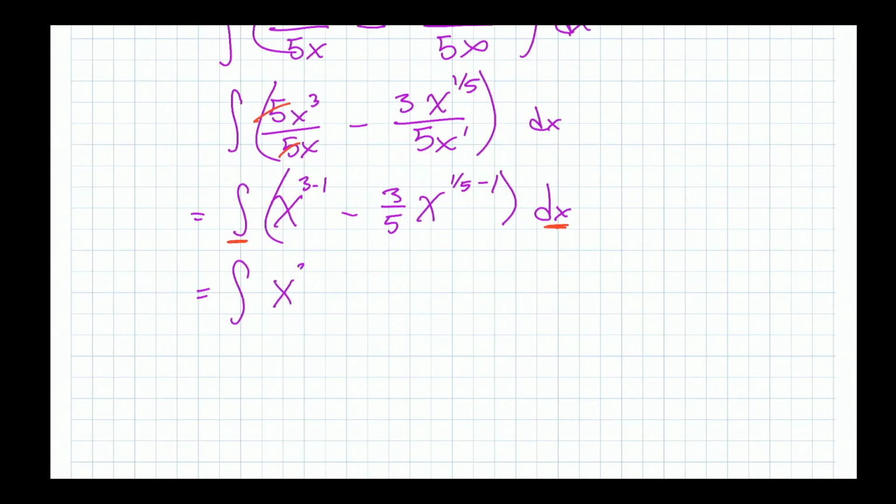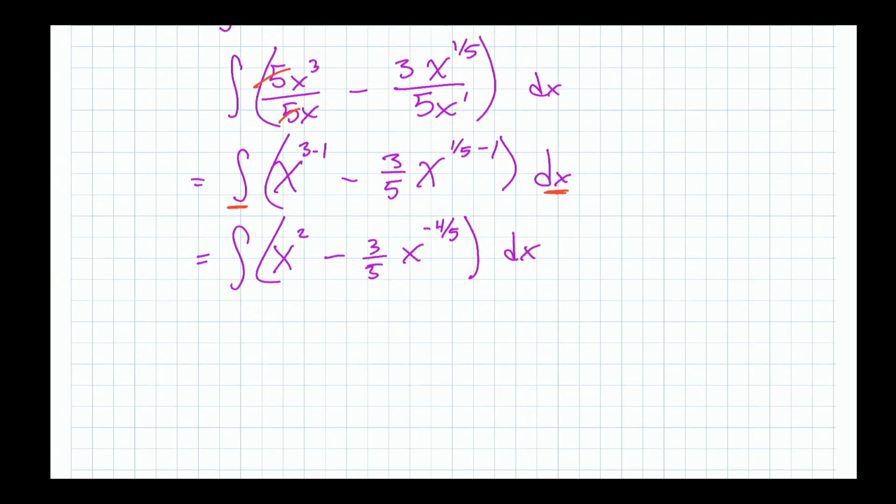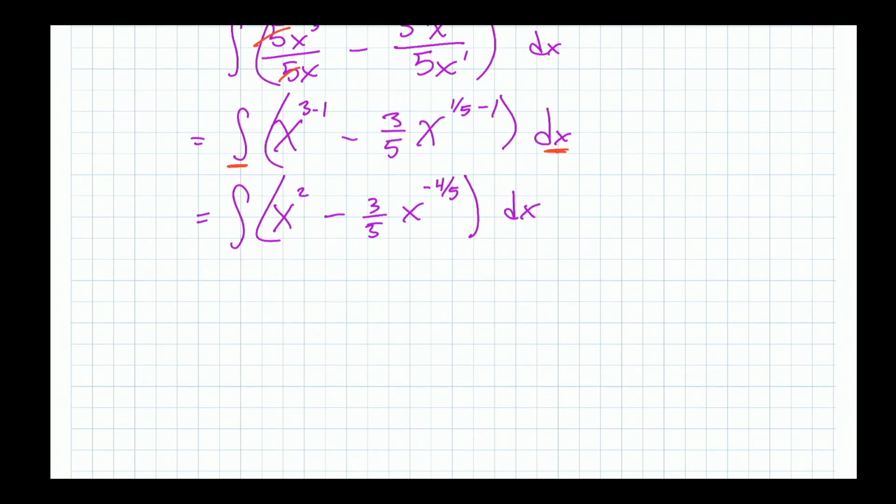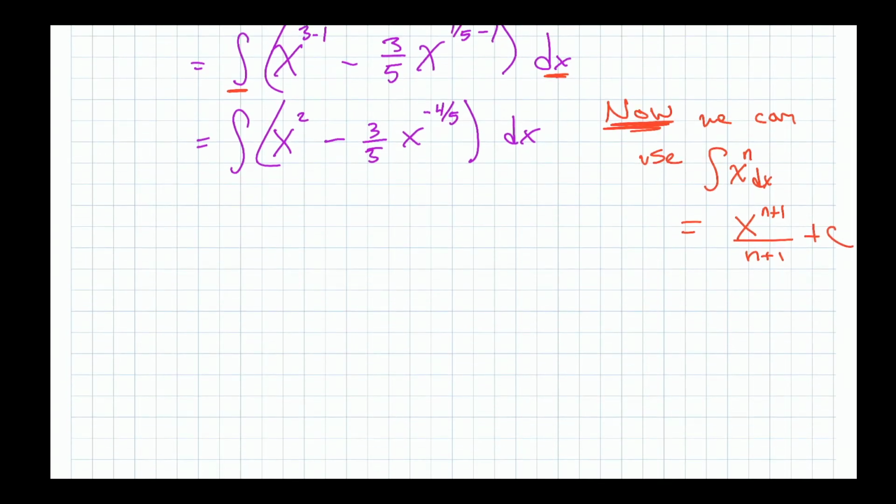So this is x to the 2 minus 3/5 x to the 1/5 minus 1. You can do that. It's negative 4/5. Do it on a calculator that does fractions, or you can do it on Wolfram Alpha, either or. So there we go. Only now we can use the formula we know, which was, what was the formula we know? The antiderivative of x to the n is x to the n plus 1 over n plus 1, and then plus a c. They all have a plus c.